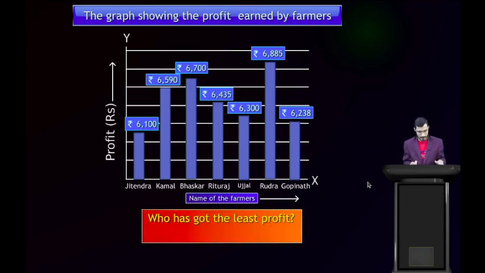Now students, tell me who has got the least profit? You can see the table, you can see the graph here. That is a bar graph, and we can find out the answer. Who has got the least profit? Very good. 6100, that is Jitendra. So Jitendra has got the least profit here.